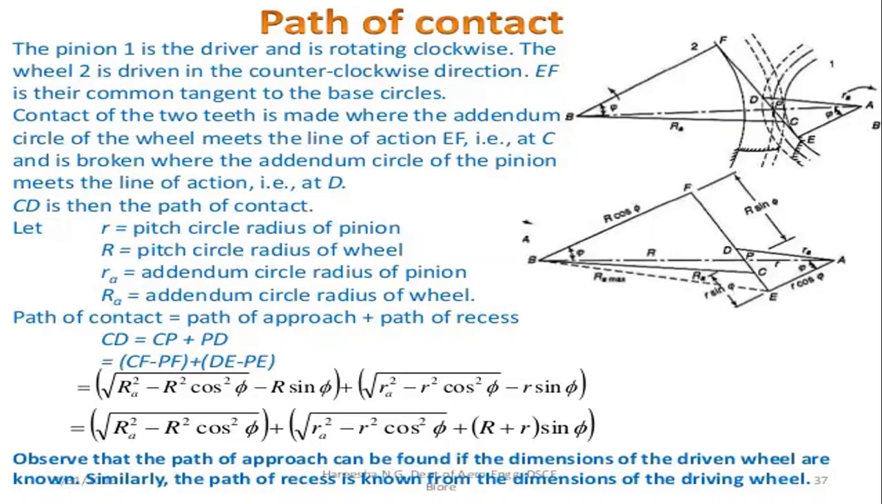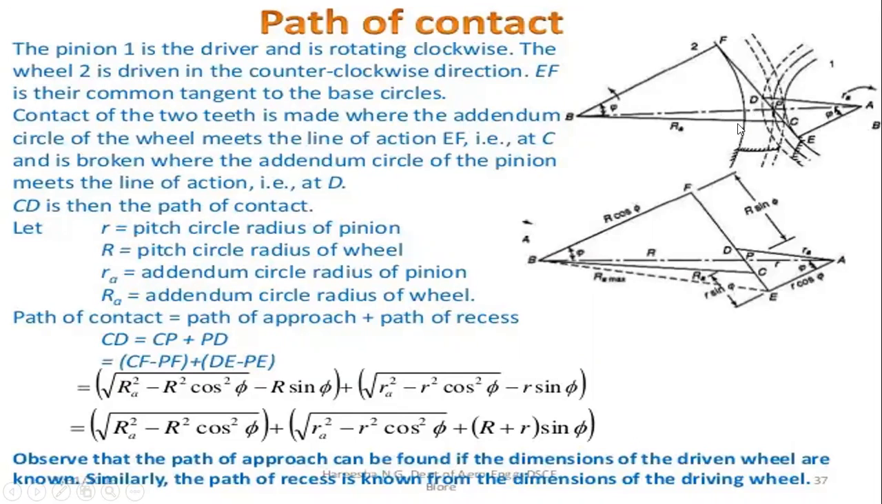Then the path of contact is taken as the path of approach plus the path of recess. So in the figure, you can take both points. CD is taken as the path of contact, as we have discussed earlier, and CP is taken as the path of approach.